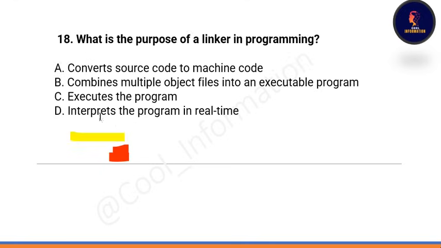Next question. What is the purpose of a linker in programming? Option A is convert source code to machine code. Option B combines multiple object files into an executable program. Option C executes the program, and last option is interprets the program in real time. Correct option is option B, which is combines multiple object files into an executable program.